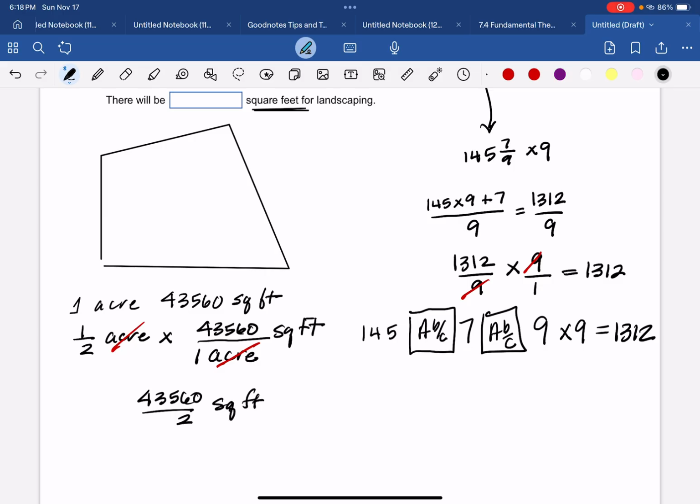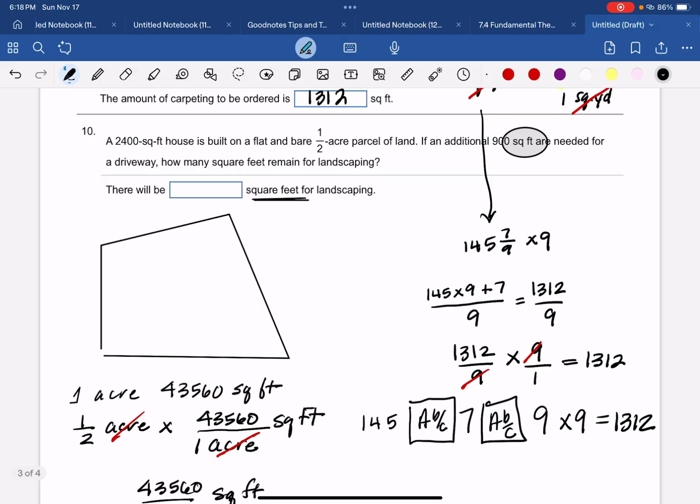So first we do that. So we say 43,560 divided by 2 is 21,780 square feet. So this whole thing in here is the 21,780 square feet. So everything in here. Now, on that, they tell you that there's a 2,400 square foot home. So we'll draw a home right here. And it's 2,400 square feet.